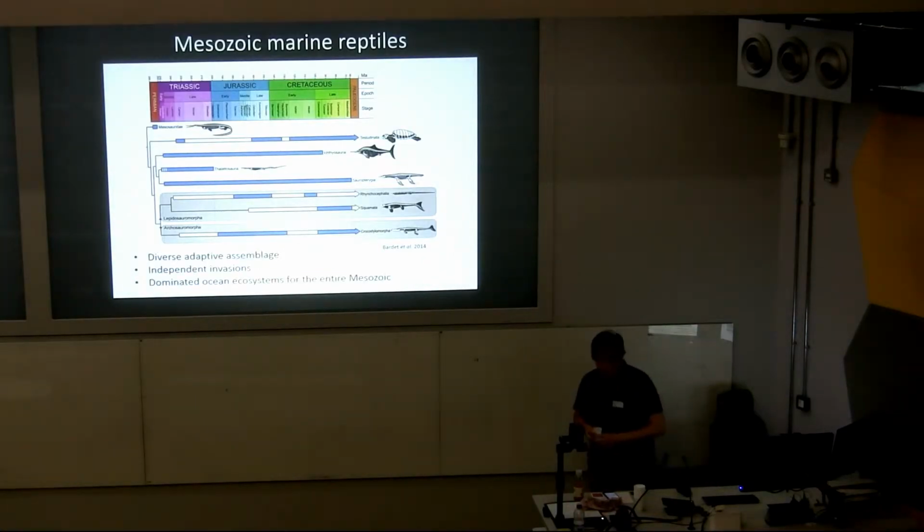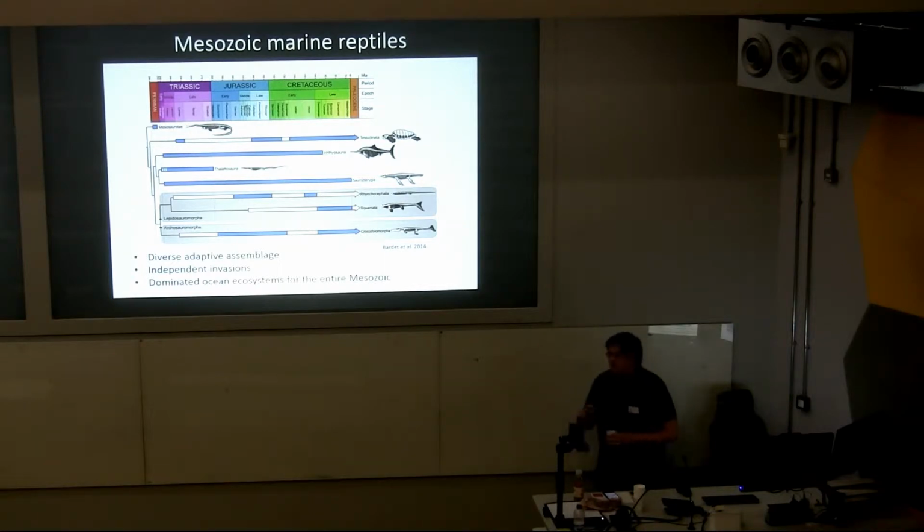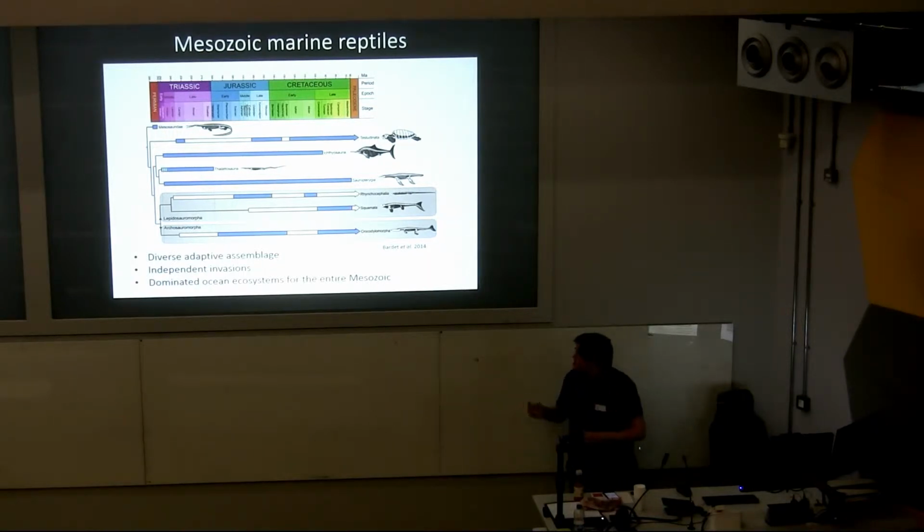So I'm sure you're all familiar in some way with marine reptiles. I suppose the easiest way to categorise them is as a broad and diverse ecological assemblage. What is an important thing to remember is that they're not a monophyletic group. They're made up of different invasions of the ocean from many parts of the neo-diapsid tree. But they all converge on the same type of ecologies, feeding on the same prey and living in the same environments. And they existed throughout the oceans through the entire Mesozoic.